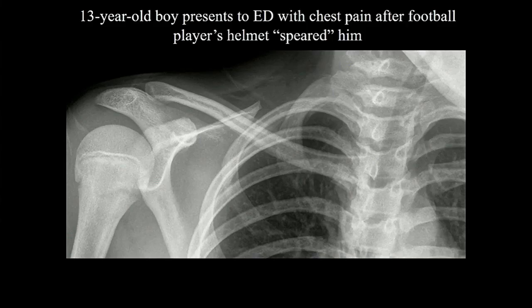Okay, moving on to the next case. This is a 13-year-old boy who was playing football, and he came in with severe chest pain because a player's helmet speared him. They just ran directly into his chest and had a direct impact force.